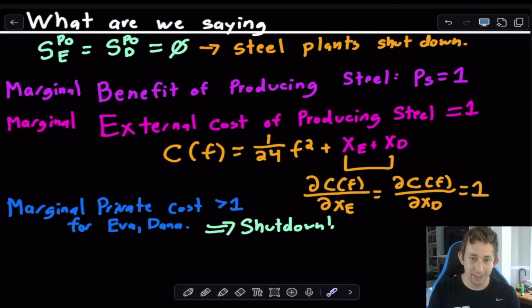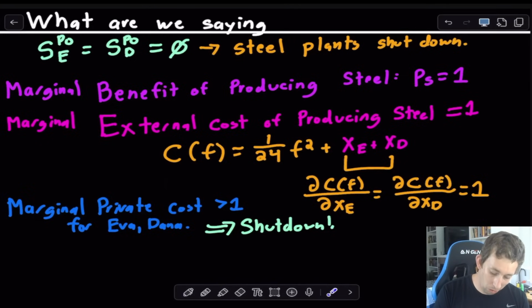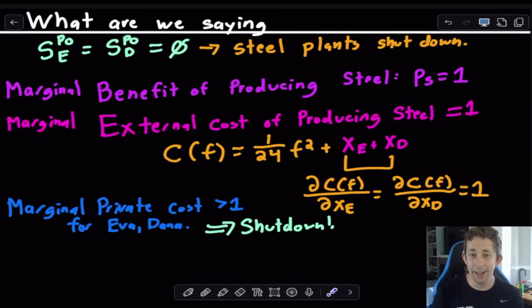And so what we're saying is that Eva and Dana should both shut down because the marginal benefit of producing steel is the price of steel, which is 1 for both people. But the marginal external cost of producing that steel is also 1. So what we're saying is that already this marginal benefit is equal to the marginal external cost. So if there's any marginal private cost, which we know there is to produce this steel, then it's not worth it socially to produce any steel at all, because for any steel you produce, you have a negative social profit, basically. And there's multiple ways to show this, and I'm going to show this in 2 different ways.